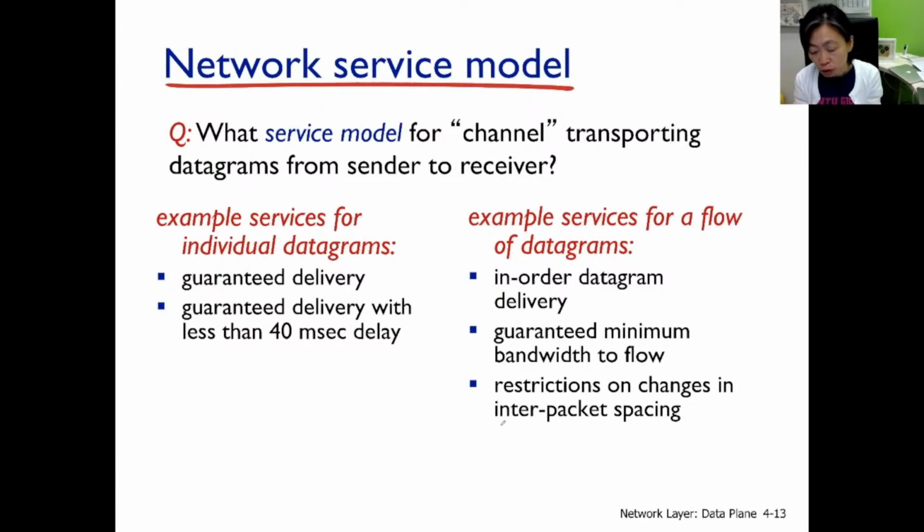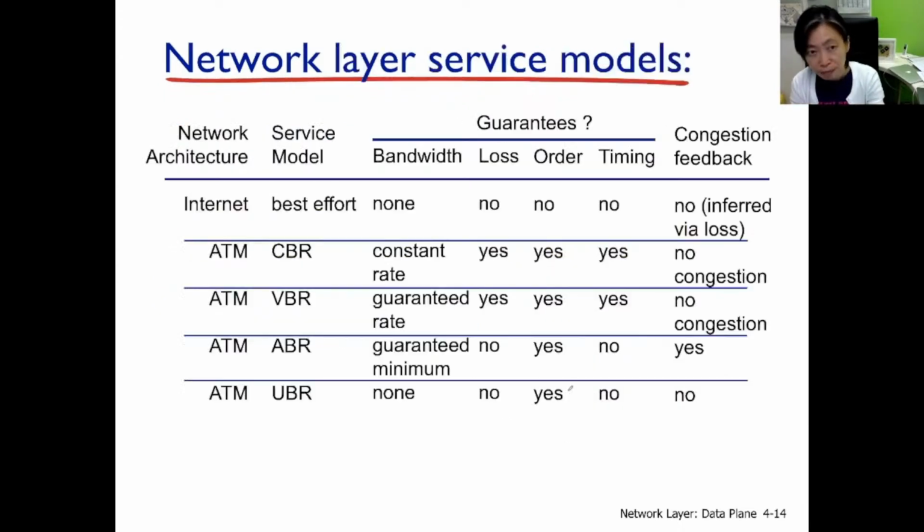But within each camp, you can probably define finer service models so that you provide different levels of service. For example, we could come up with services for individual datagrams, such as guaranteeing the delivery of a particular packet, or guaranteeing the delivery of a particular packet within 40 milliseconds. We could also try to provide services guaranteeing the flow of a number of packets. So we ensure that these packets will arrive in order, or we guarantee a certain bandwidth, or we restrict the time differences between these packets when they arrive. So again, the service models can be finer or coarser. It's more like a spectrum.